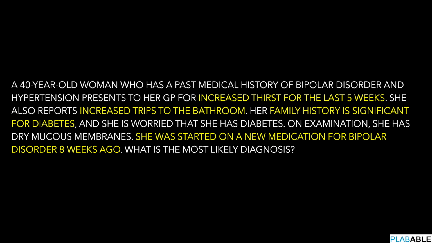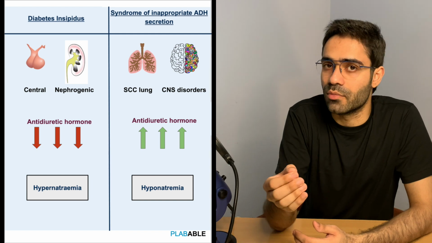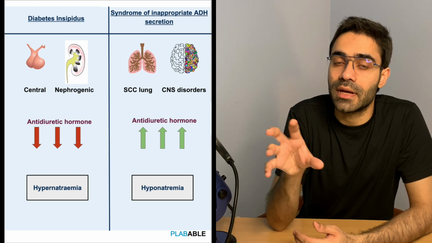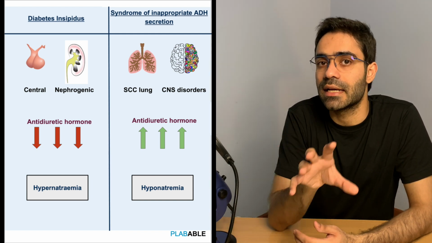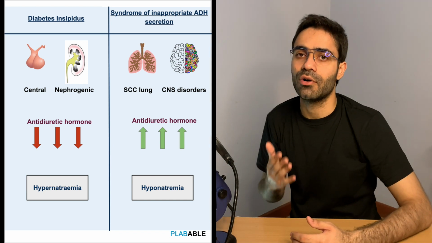Now, before we give a diagnosis to this patient, we would dive into our first topic, which is diabetes insipidus. So, let's get started. As you can see on the screen, diabetes insipidus is characterized by deficiency of antidiuretic hormone, whereas syndrome of inappropriate ADH secretion or SIADH is characterized by excessive production of antidiuretic hormone.